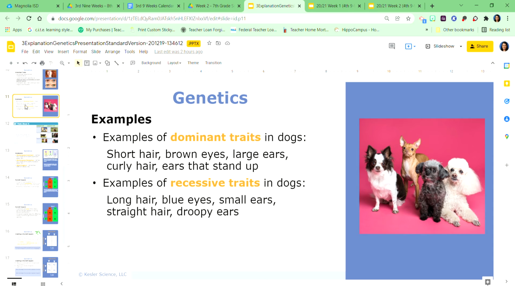So examples of dominant traits in dogs: short hair, brown eyes, large ears, curly hair, and ears that stand up. And recessive traits are long hair, blue eyes, small ears, straight hair, or droopy ears.